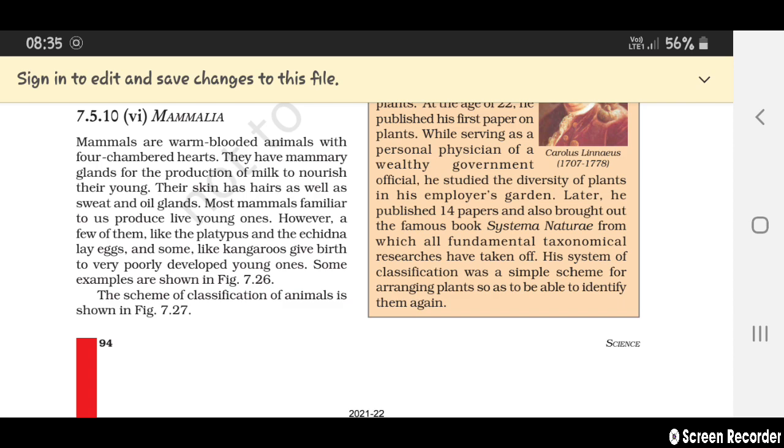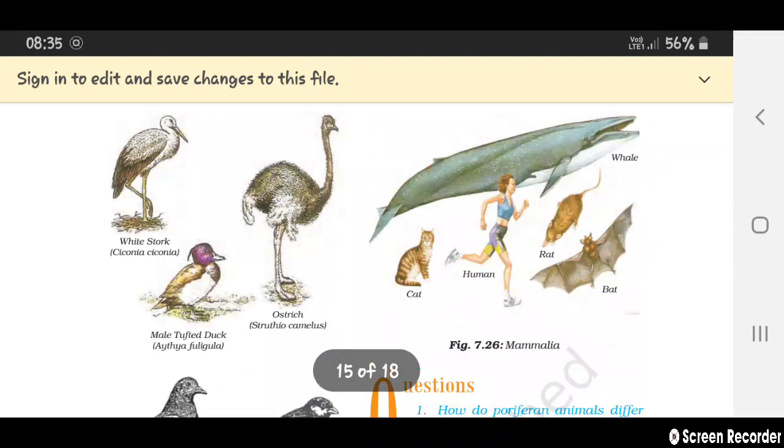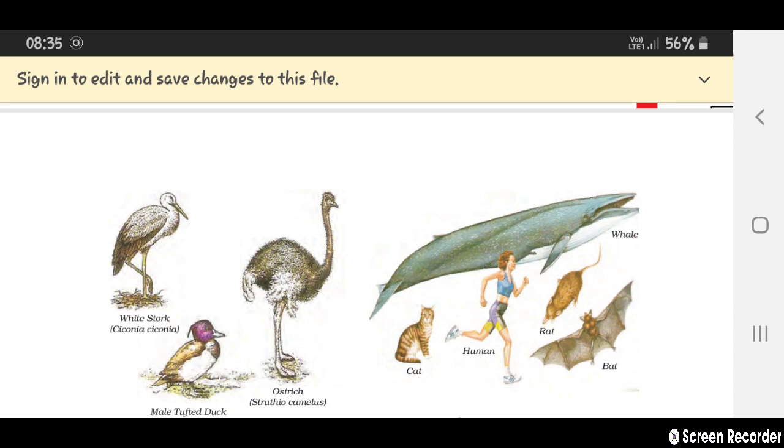So the scheme of classification of animals is shown in 7.27. Some examples of mammals are whale, cat, human, rat, bat, and all of these come under the mammalia.